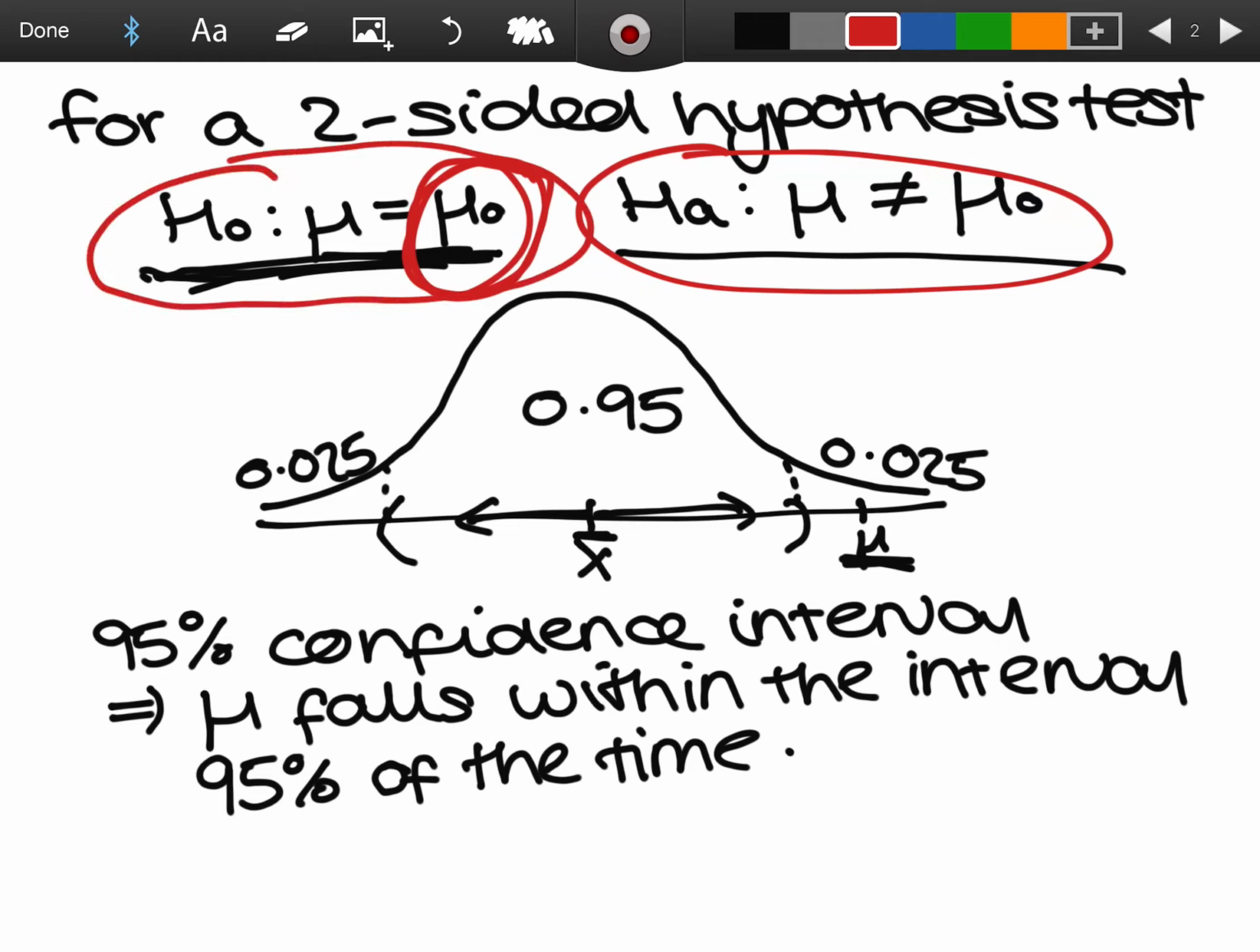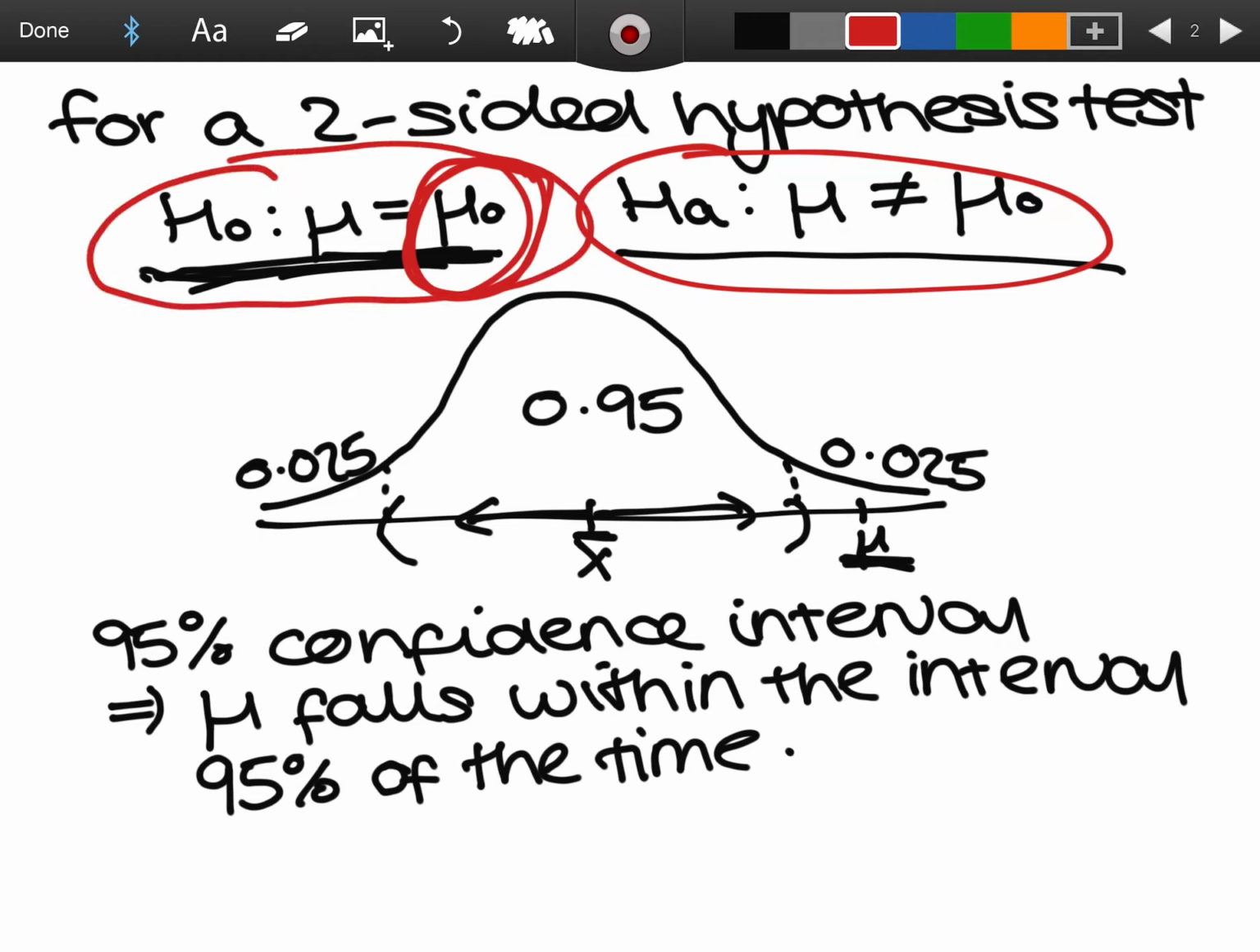If our population mean falls in the interval, then you're going to fail to reject. Okay, population mean and the sample mean are suggesting the same thing. So your sample data is suggesting the same thing that you originally thought with your population data. So you're going to fail to reject.